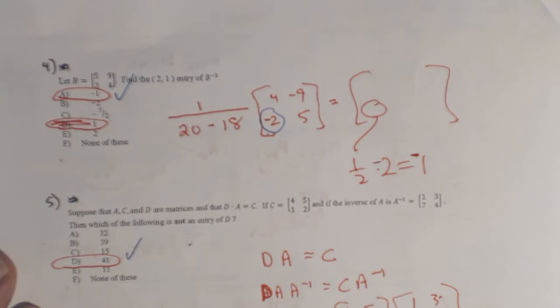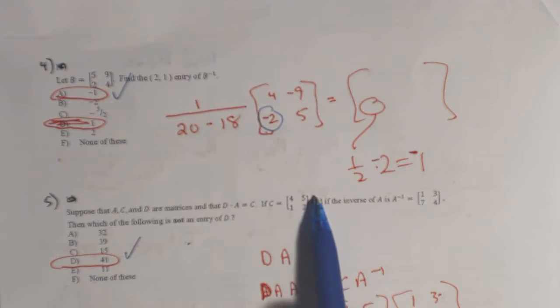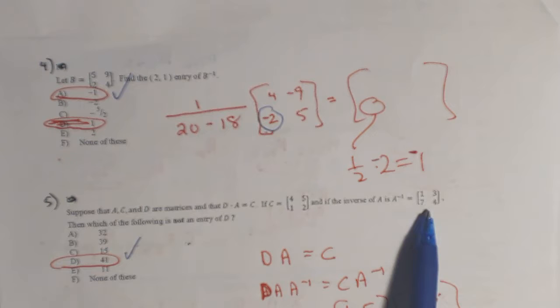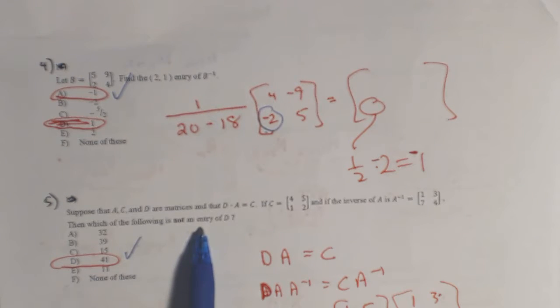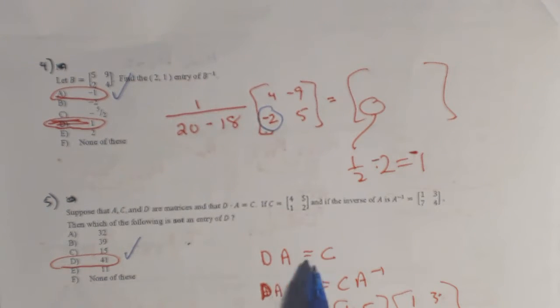On number 5, it says, suppose A, C, and D are matrices and that D times A equals C. Okay, D times A equals C. And we know the inverse of A. Then we want to find which of the following is not an entry of D. Well, okay, if D times A equals C, then I can use the idea of an inverse again. Here's my inverse, and multiply on the right side of A. So you got to multiply on the right side of C also. Remember, multiplication is not commutative. A times B doesn't equal B times A, so it matters which side we multiply on.